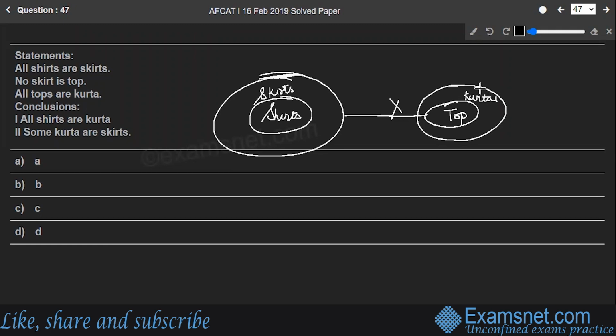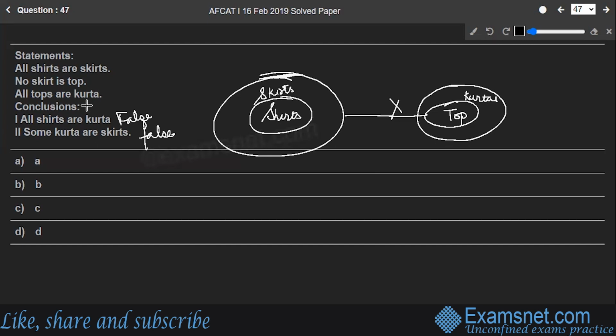Okay. So let's move towards the conclusions. First one is all shirts are kurtas. Is that true? All shirts are kurtas? No, this is false. If you look at the Venn diagram, this is false. Next is some kurtas are skirts. Again, this is a false one. So that means both the conclusions are false.